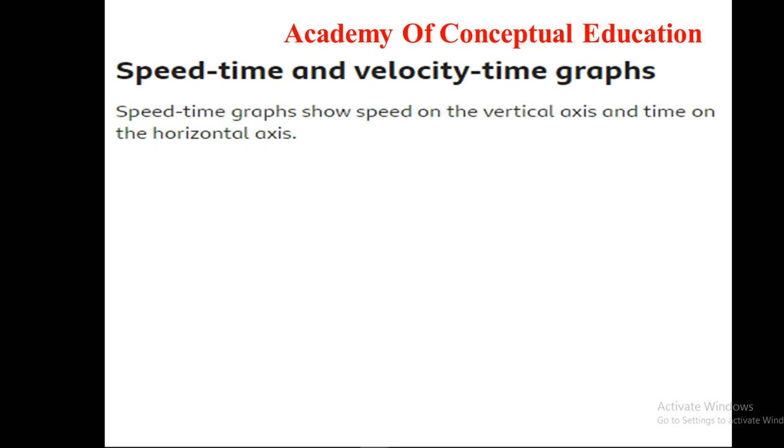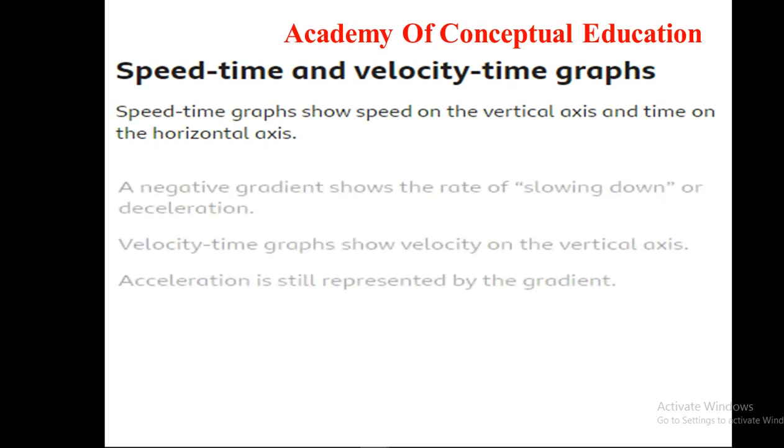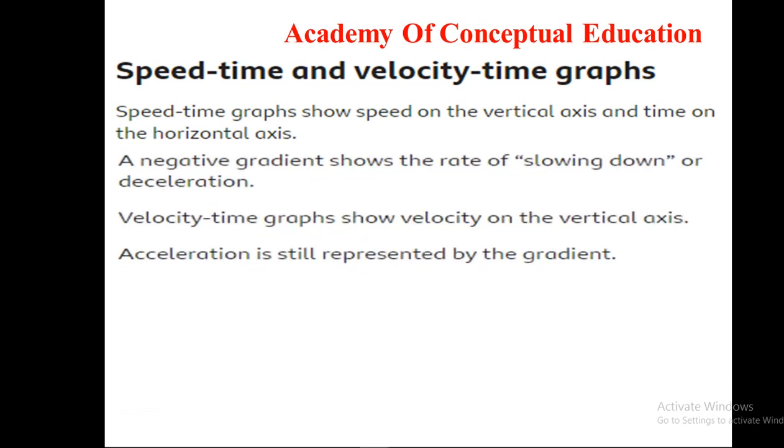Speed time and velocity time graph. What does it mean? In a speed time graph we use speed on the vertical axis or y-axis and time on the horizontal axis. The negative gradient shows that the object is slowing down, or deceleration.